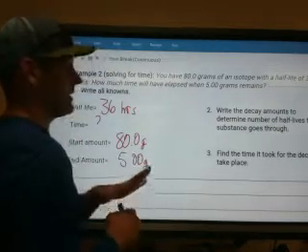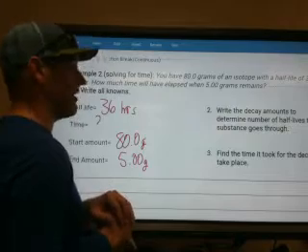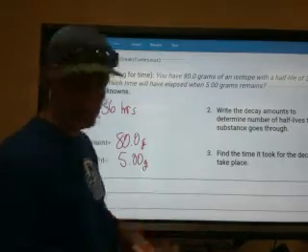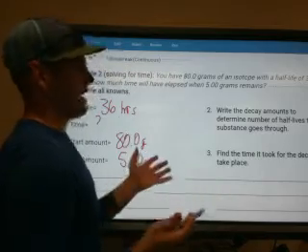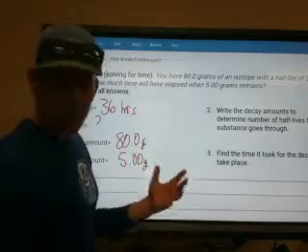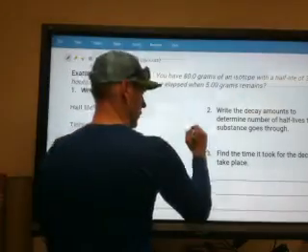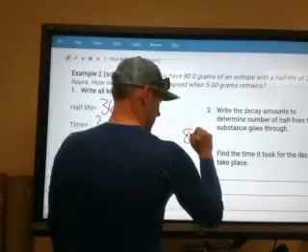Okay, step 2, we're going to write the decay amounts to determine the number of half-lives that the substance goes through, okay? So we're going to kind of do this in reverse a little bit. That may seem difficult, but actually it's not, because we have the end amount and we also have the start amount, okay?